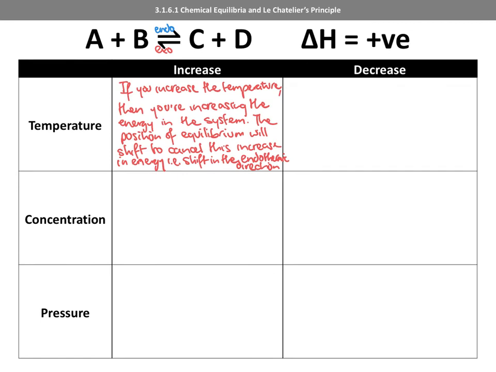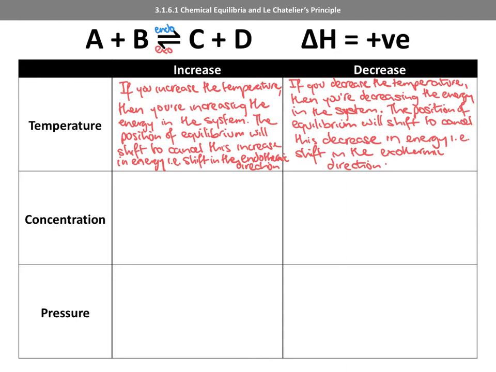If we decrease the temperature of the system, then in effect we're decreasing the energy in the system. And so the position of equilibrium will shift to try to cancel this decrease in energy. So it needs to regenerate the energy, or add more energy into the system. It's going to do that by favouring the exothermic direction, which releases energy. In our example equation here, our exothermic direction is from right to left, so our position of equilibrium would shift left. But fundamentally, if you decrease the temperature, you favour the exothermic direction, so the reaction will shift in the exothermic direction.